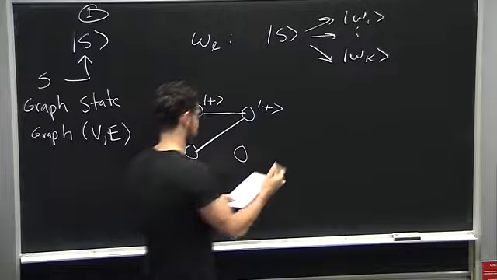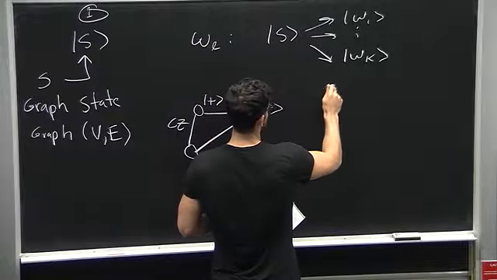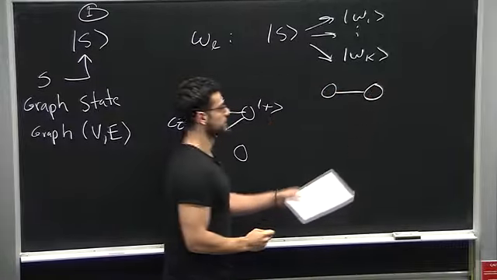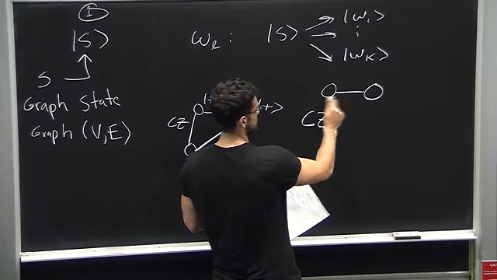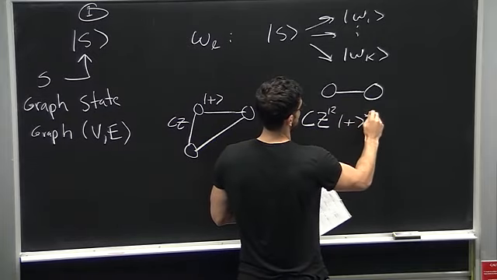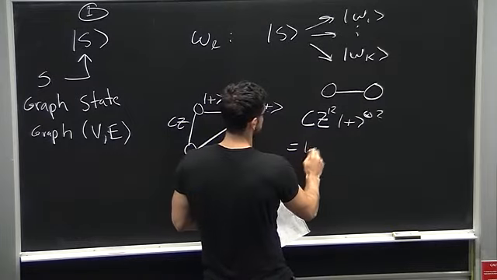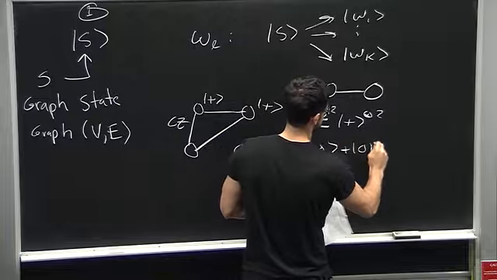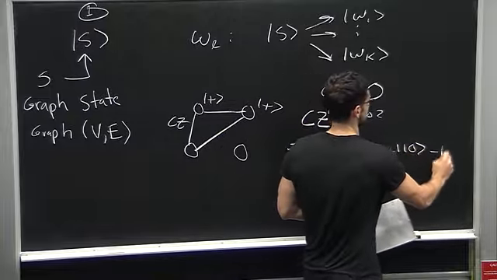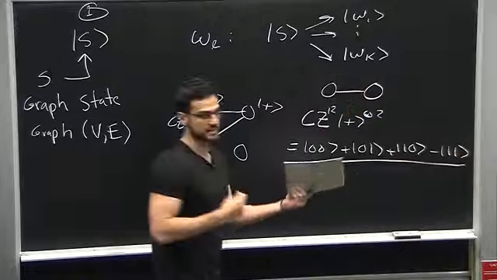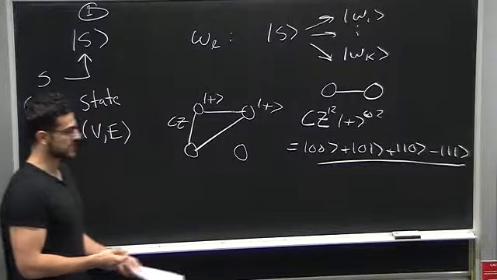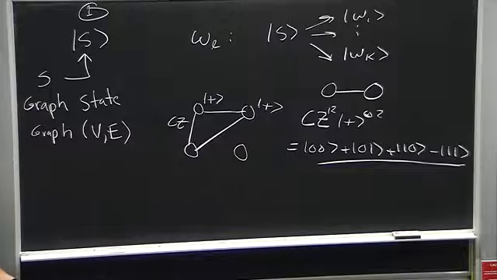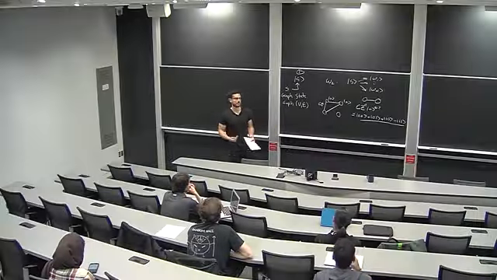So for example, let's take a very simple graph. The graph state for this graph would be controlled Z between the first and second qubit. So that is a state that can be written as a graph state. These graph states also have stabilizers that stabilize them. And the use of this format is the convenient form of these stabilizers.